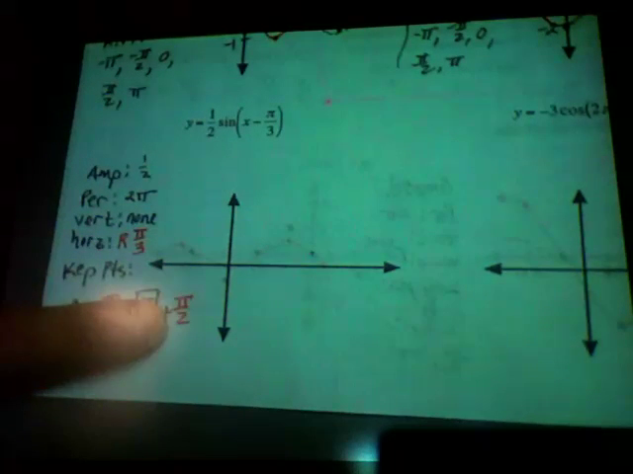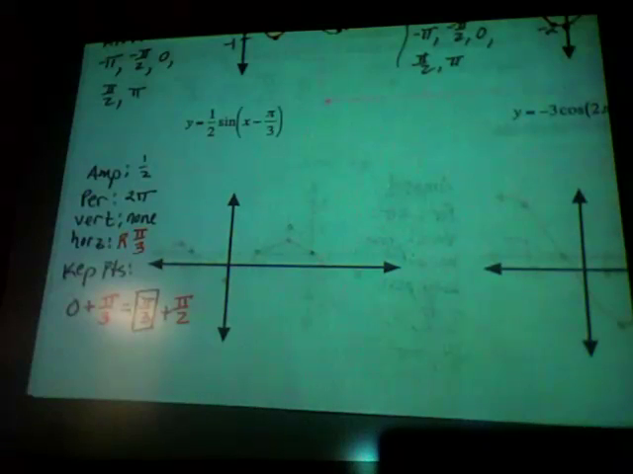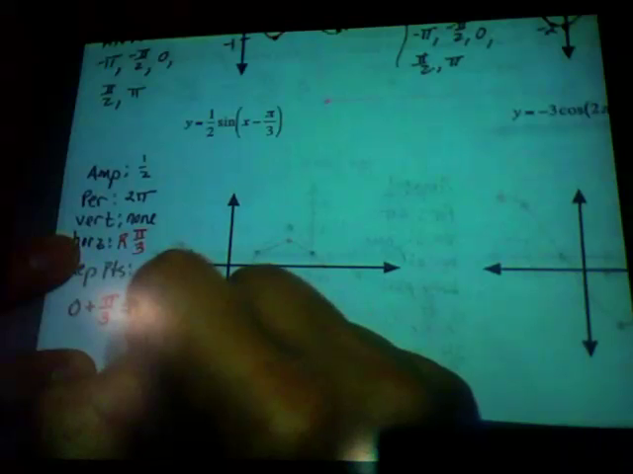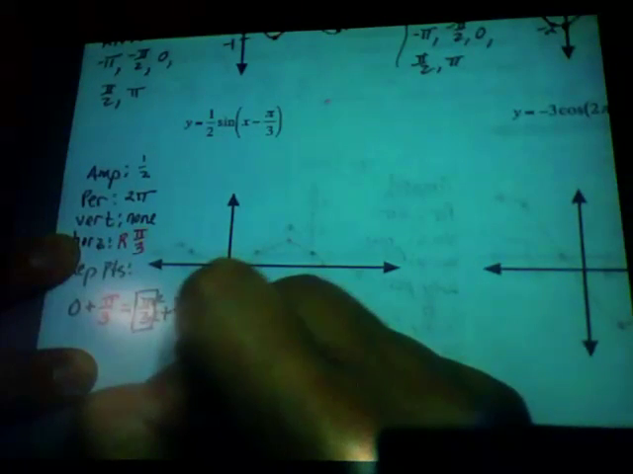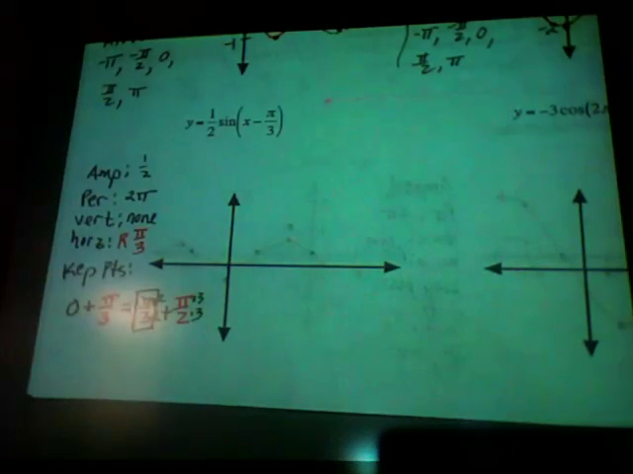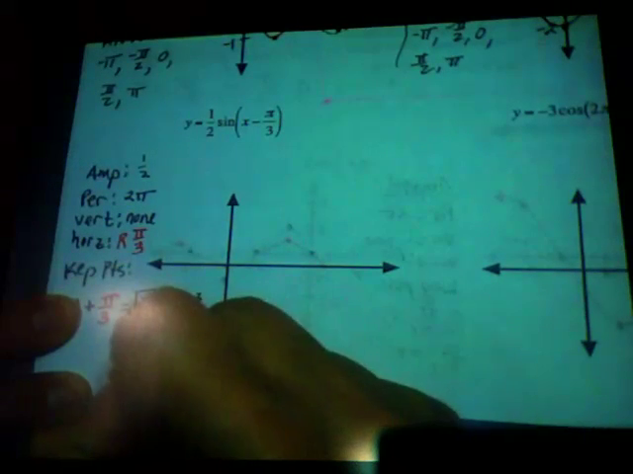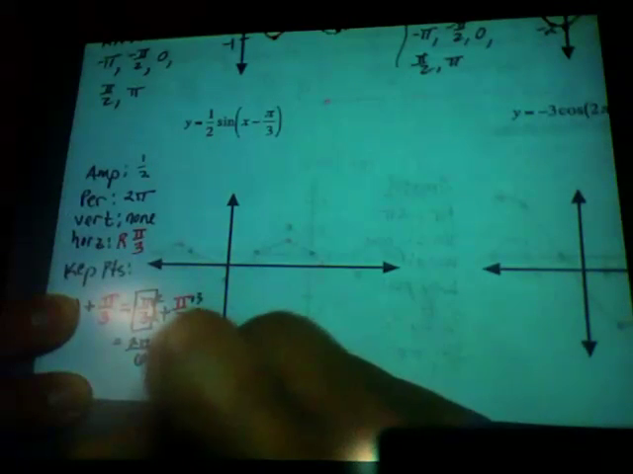As I said, you could just back off and just add pi over 3 to each of your original key points. That's one option. This is a second option. But I can't add these with the unlike denominators, right? So what denominator should I have? 6. So this needs to be changed to times 2 times 2, and this is times 3 times 3, right? So now I really have 2 pi over 6 plus 3 pi over 6.